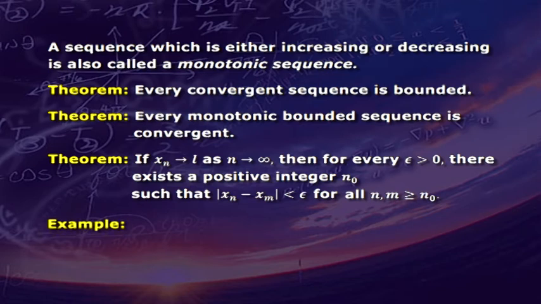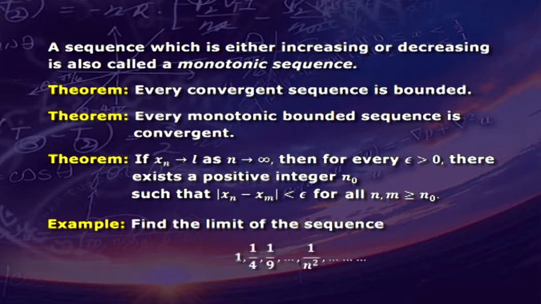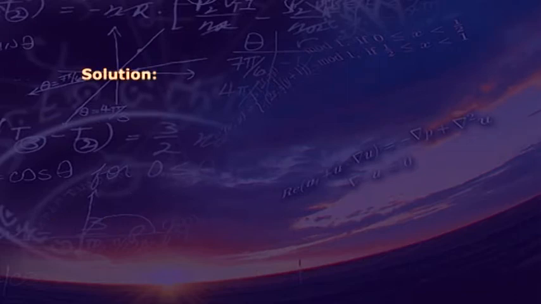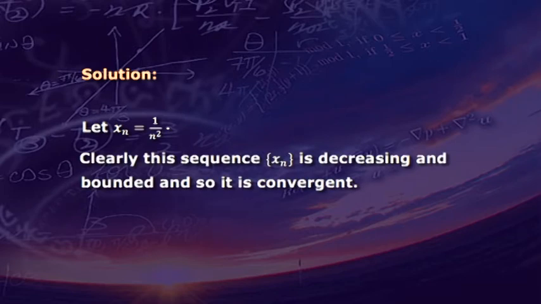Let us now take a simple example. Example: find the limit of the sequence 1, 1/4, and so on, 1/n^2. Solution: let x_n be equal to 1 over n squared. Clearly, this sequence x_n is decreasing and bounded, and so it is convergent.